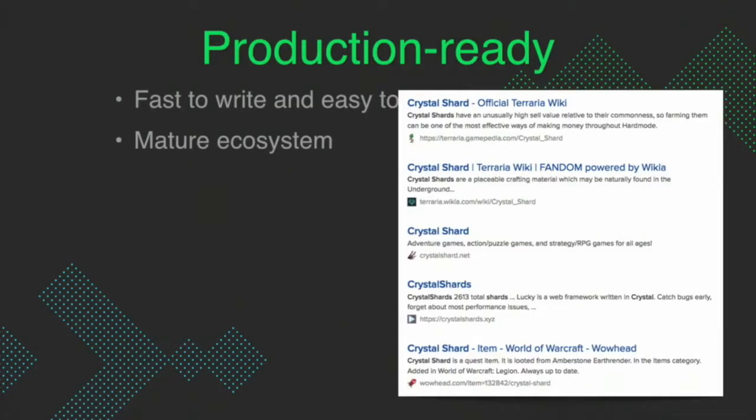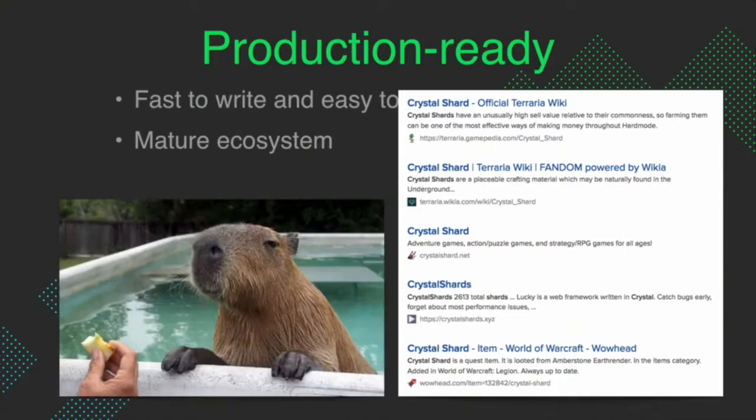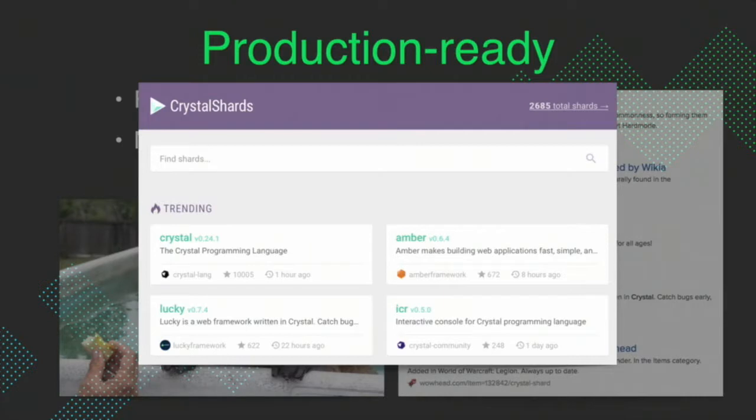So let's look for those Crystal shards. And when we Google it, we get Crystal Shards official Terraria wiki, and we get World of Warcraft. And it's the same problem that Ruby has, because if you use Ruby and then you look for capybara, unless you specifically say, hey, I want capybara Ruby, you will end up looking at cute animals.